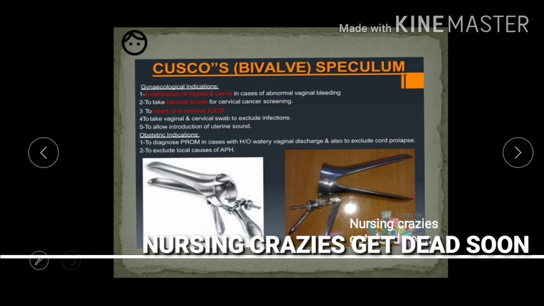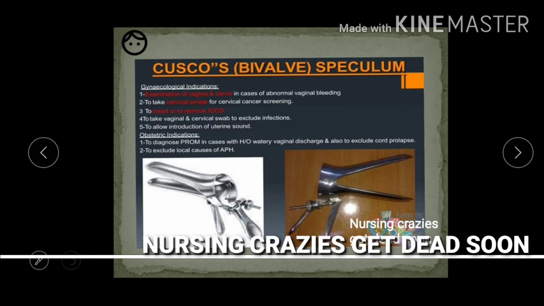Then the second indication is to take the cervical smear for cervical cancer screening. If we are sending a smear, for example a pap smear, then in that case also we are using this speculum. Third is the insertion and removal of IUCD, intrauterine contraceptive devices. Then the fourth indication is to take the vaginal and cervical swab to exclude infections.